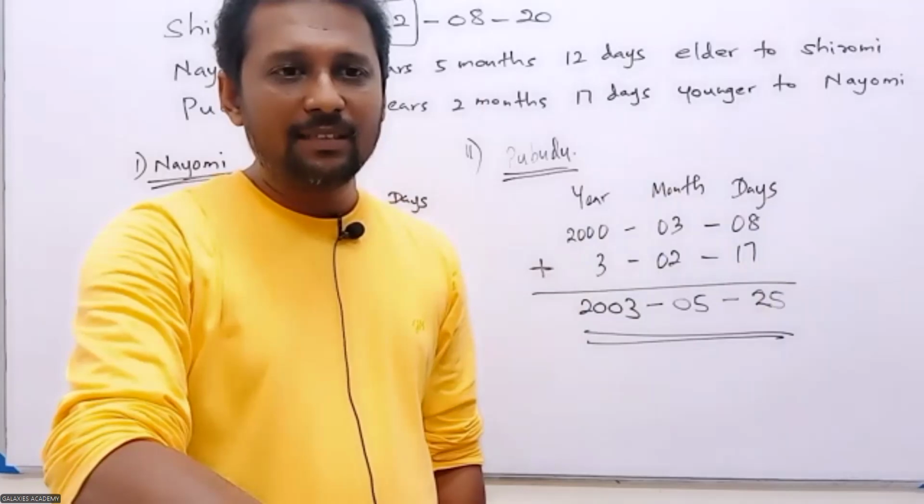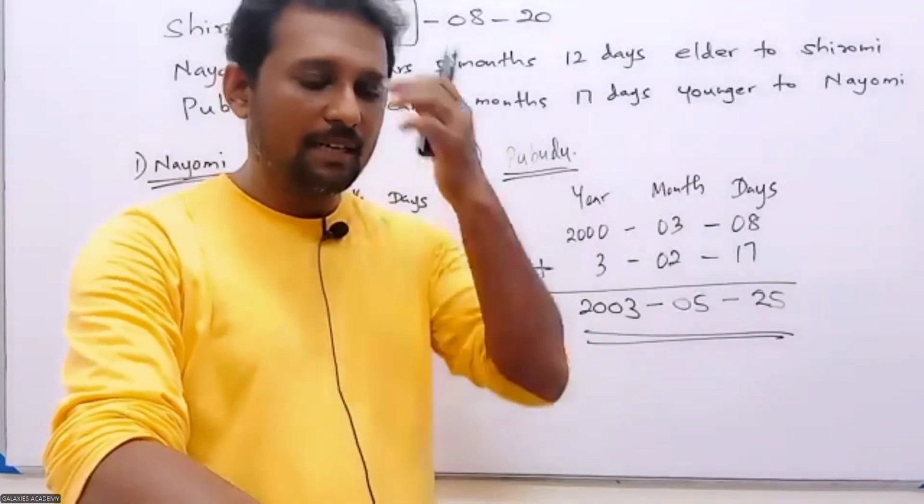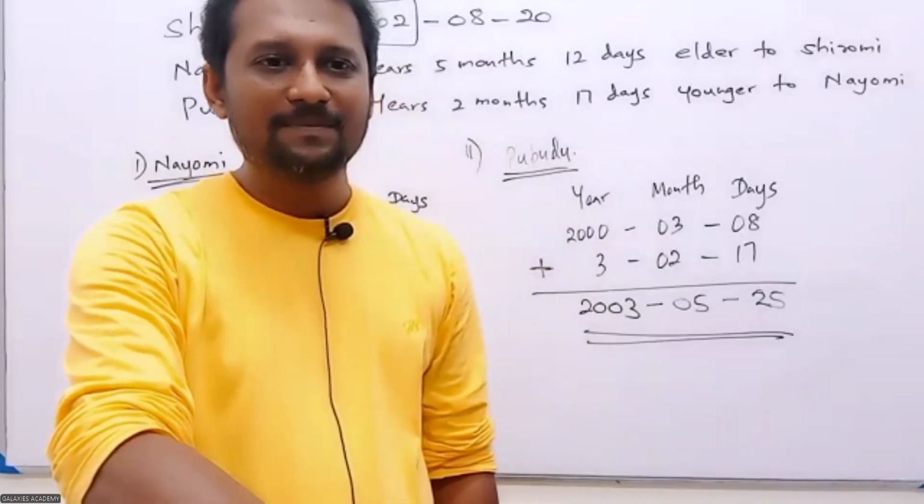Then you can get 100 out of 100, no? More than 100 you can't get. 100 out of 100 is the maximum you can get. Right?